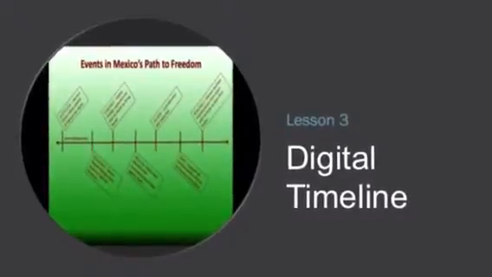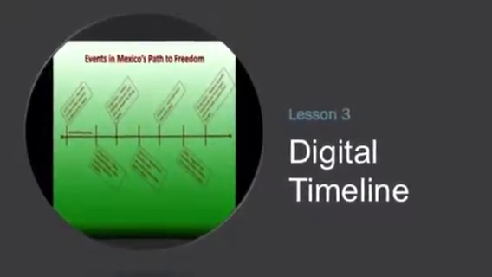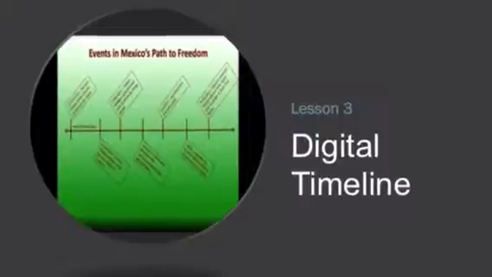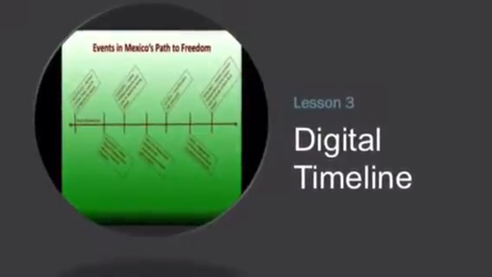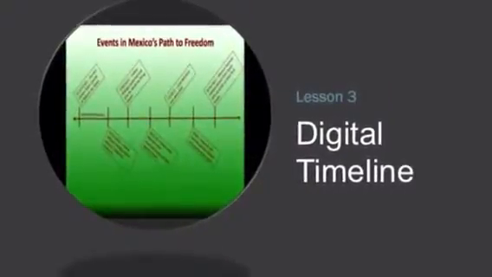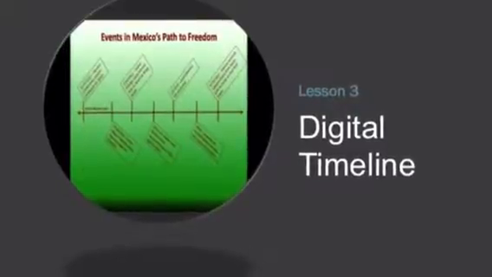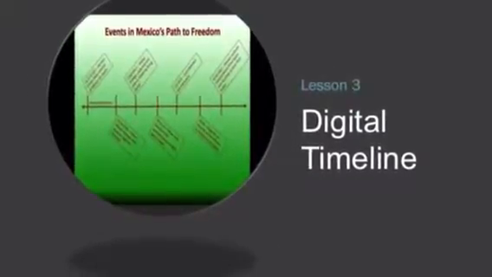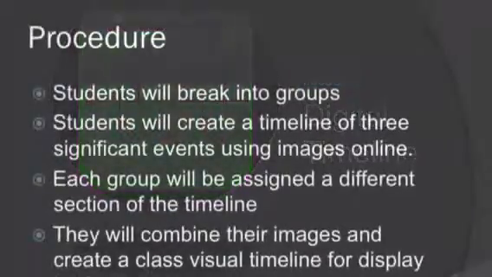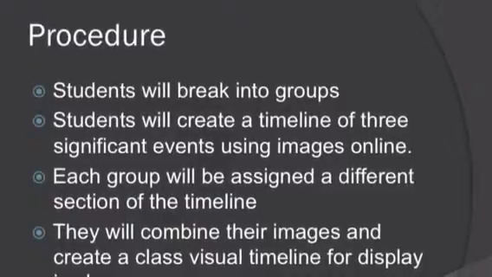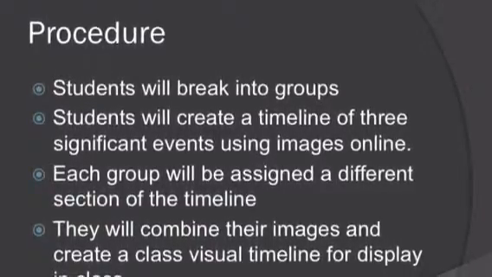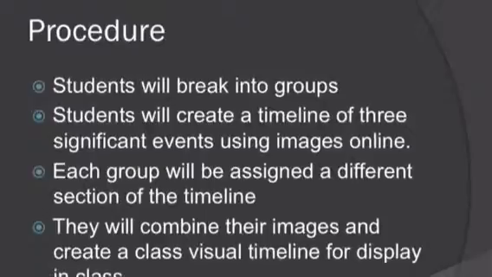The final lesson is a digital timeline. This is a class activity. Students will use images to create a living, breathing timeline. Instead of dates and text, the students will be able to see pictures that jog the story of Mexican independence. The students will be asked to break into groups. They will create a timeline of 3 significant events using images online.